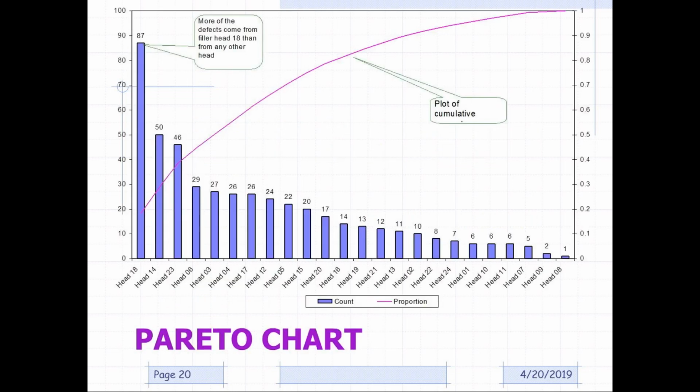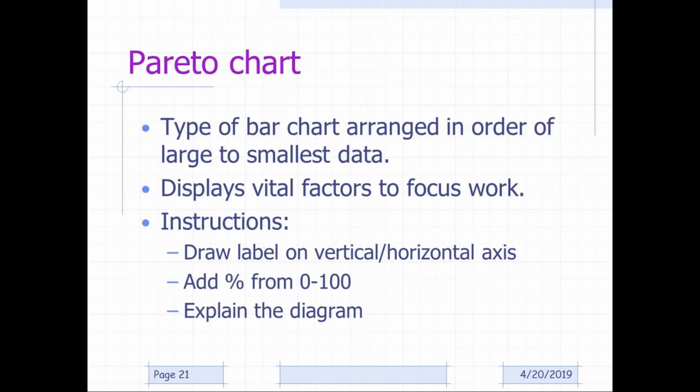And here's a Pareto chart. See how it's a little bit different than a histogram? Pareto charts are a type of bar chart arranged in order of the largest to smallest data. It displays vital factors to focus the work. The instructions are to draw and label the vertical and horizontal axes, add percentages from 0 to 100, and then explain the diagram.